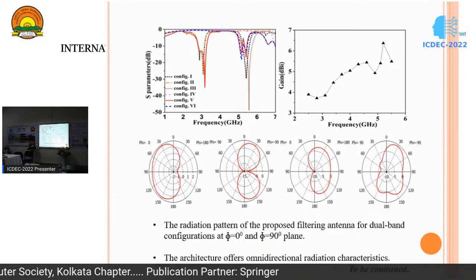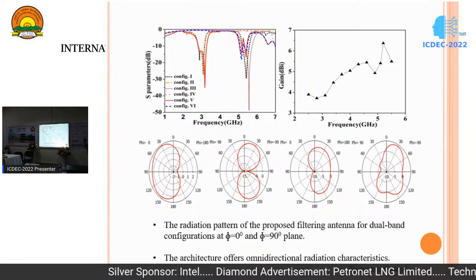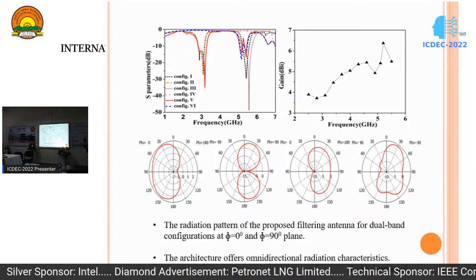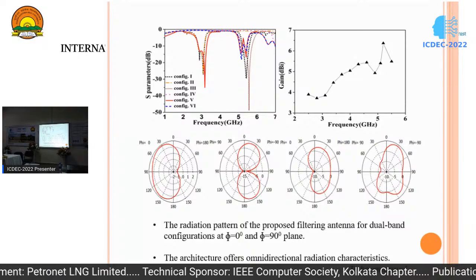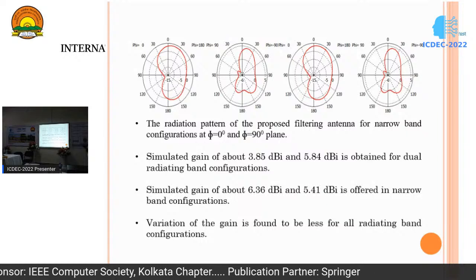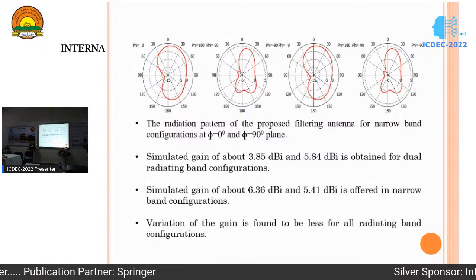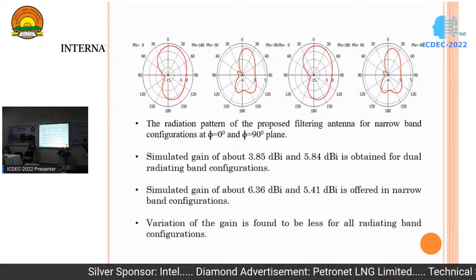And this is the gain plot of the composite structure, where you can see that a total of around 6.36 dBi of gain is achieved. This is the radiation pattern of the proposed configuration for the two planes, and here also an omnidirectional radiation pattern characteristic is achieved. This one is the radiation pattern for the narrowband configuration for the two planes. If we see the gain for all the configurations, the gain is very low for all the radiating bands.